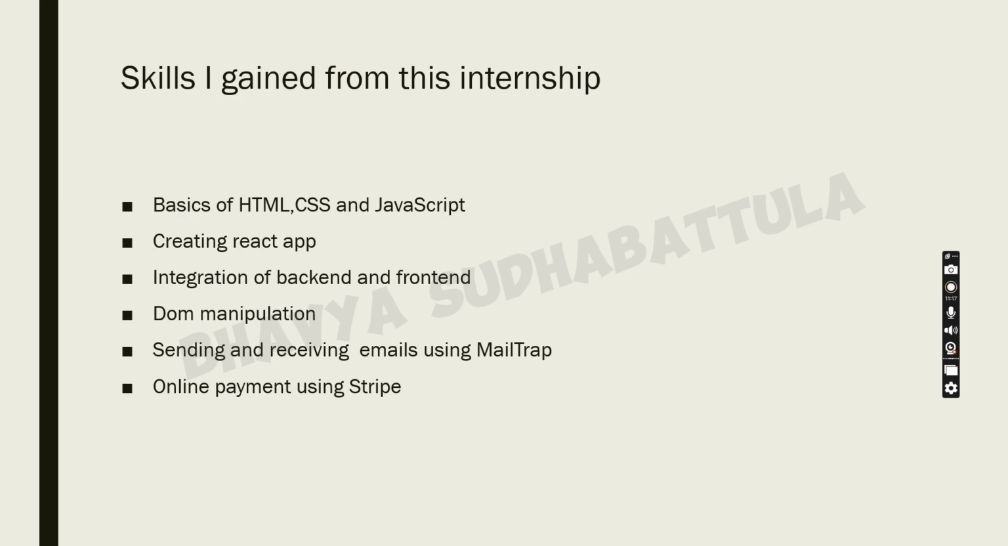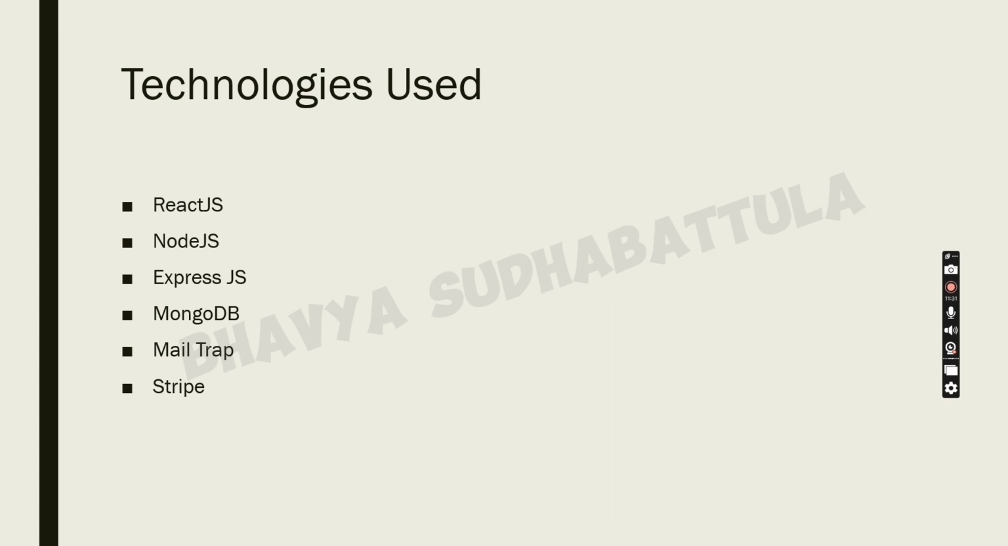Sending and receiving emails is used for forget password, and online payment using Stripe means that by giving the card number, CVV, and expiry date, we can do the payment. It's just for sample purposes. We can do the payment using Stripe. So I'm really thankful for giving me this opportunity to learn these skills.